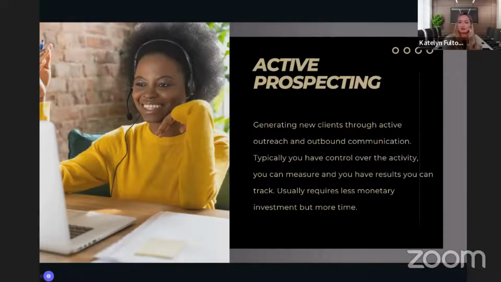So it's an activity that you have control over, that you can measure, the results you can track. It usually requires less money, but more time. So again, door knocking and calling. These are free activities that cost a lot of time, but not a lot of money. And you can measure it.